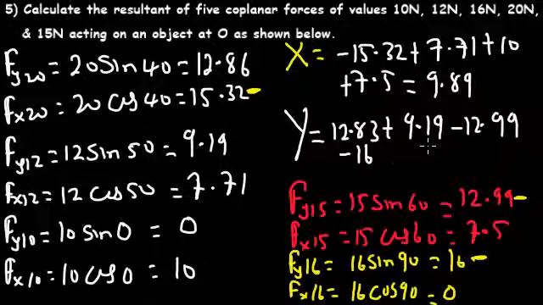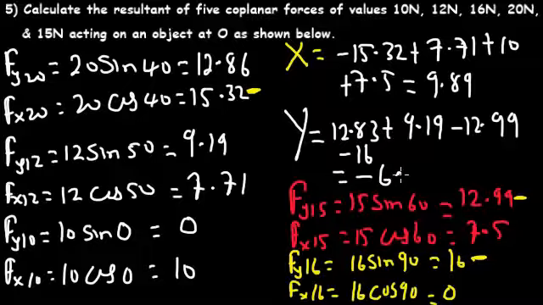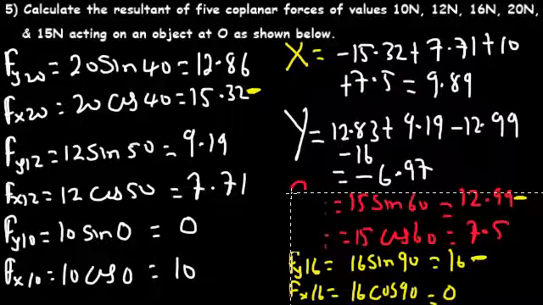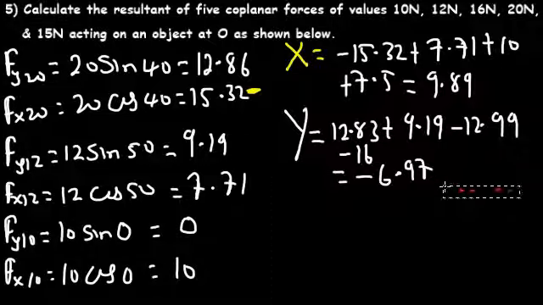So let's add that together. 12.83 plus 9.19 minus 12.99 minus 16. So I got minus 6 point, that's minus 6.97. Perfect. So that is the total y component, which is the vertical component of the system of vectors.